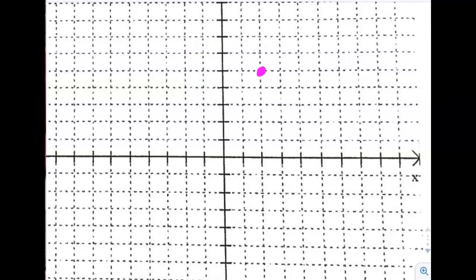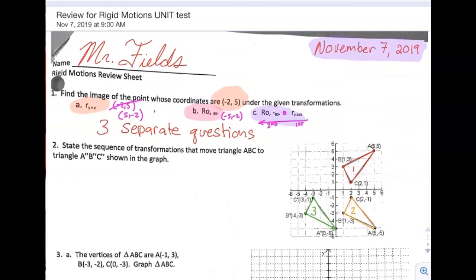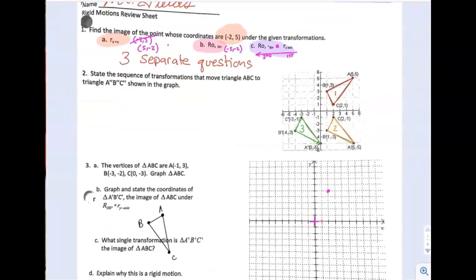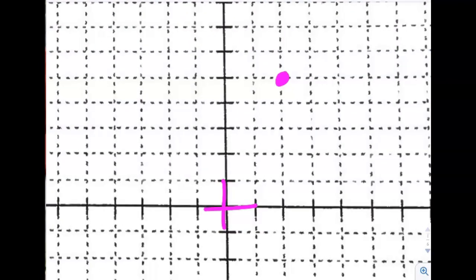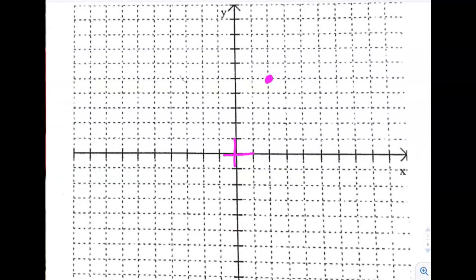And once I'm over here, I then want to rotate -90. That was the second step. -90 about the origin. -90 is a right-hand turn for the steering wheel. So -90, and that puts me at 5, -2.